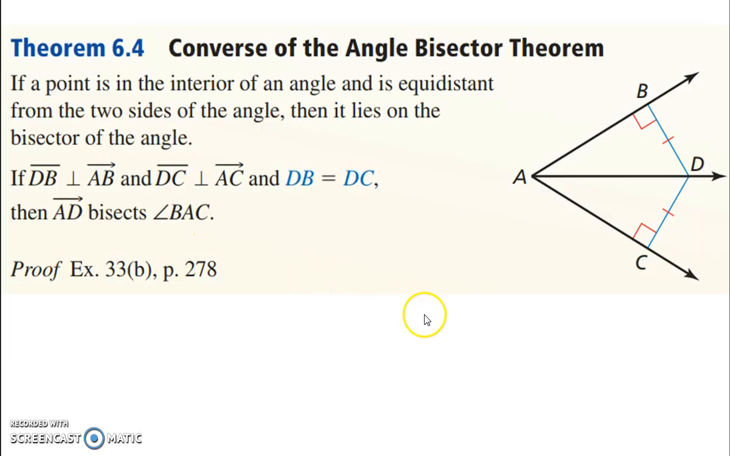And then finally we have the converse of that. If a point is in the interior of an angle and equidistant from the two sides, then it lies on the bisector of the angle.